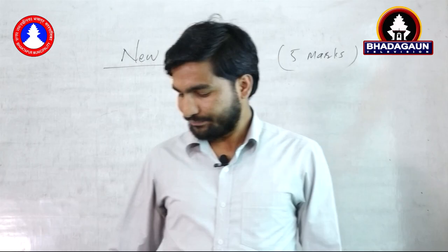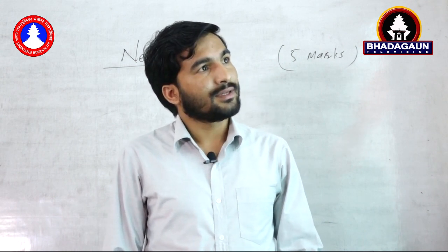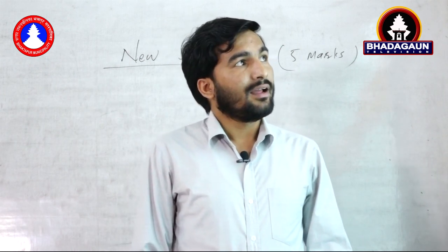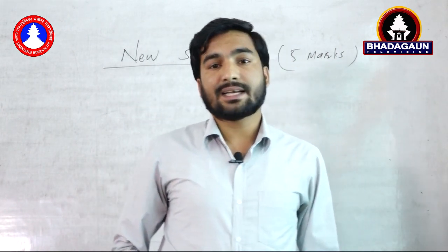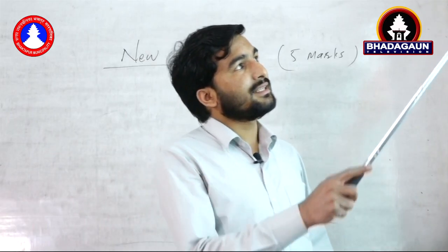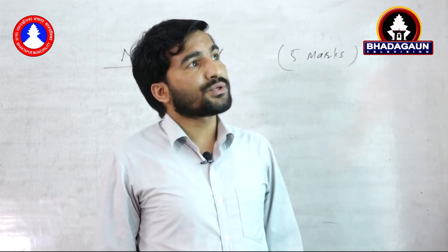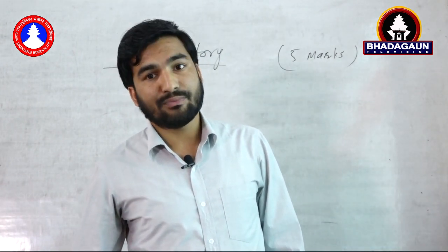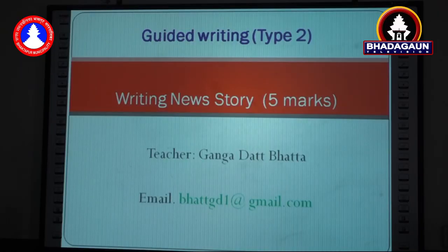Generally students feel confusion regarding news story and newspaper article, so I try to make a clear distinction. As you know, writing a news story is put under guided writing type 2, but a newspaper article is kept under free writing, which is for 8 marks. The writing news story is asked for 5 marks. That's why one clear distinction is there. News story and newspaper article are completely different. So news story is under guided writing, and newspaper article is under free writing.